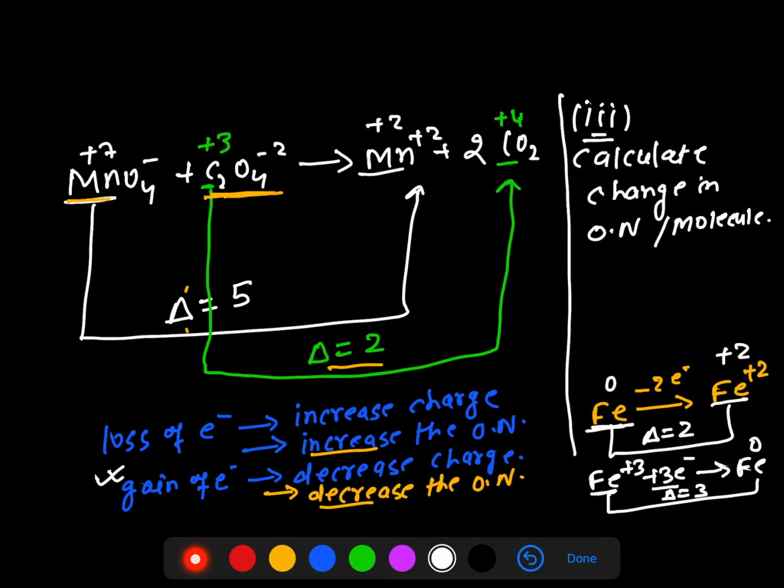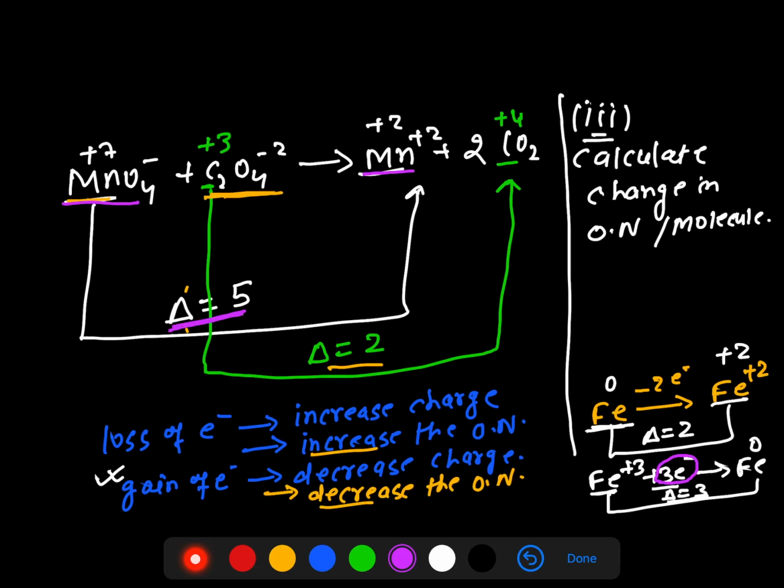It has decreased over here. It has undergone reduction, right? Why was there a change by 3 units? Because it gained 3 electrons. So transfer of 1 electron accounts for a change in oxidation number by 1 unit. We'll keep that in mind. Fine. So the change is by 5 units. That means over here MnO4- to Mn+2, that is the reduction process. We can see manganese is decreasing its oxidation number.